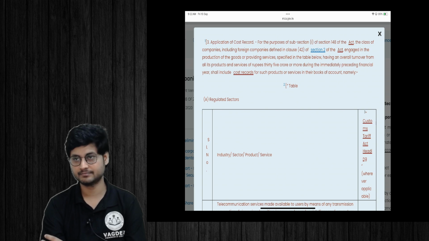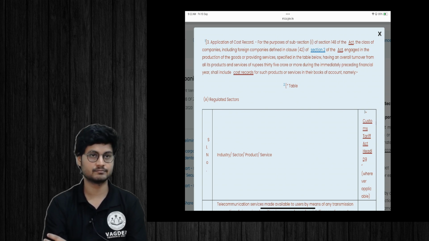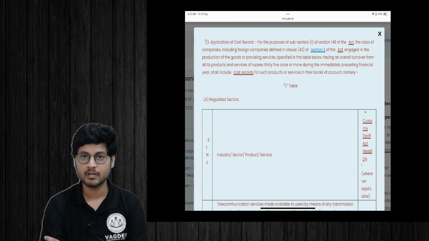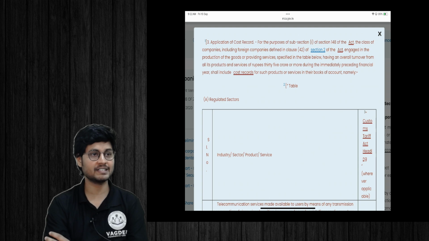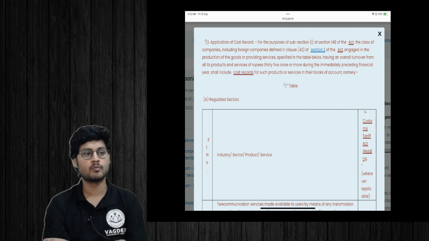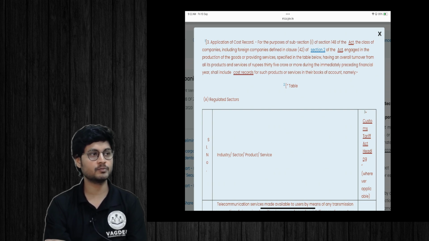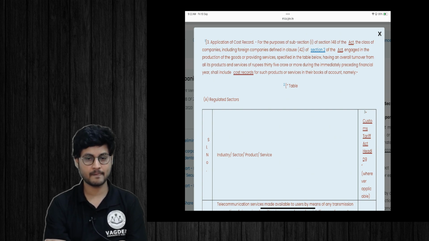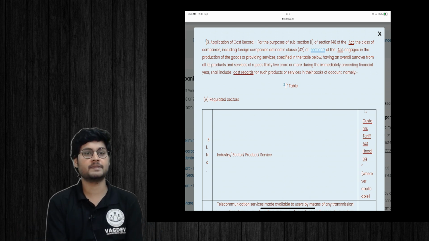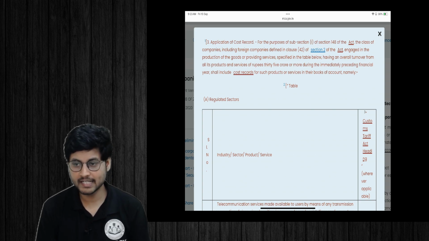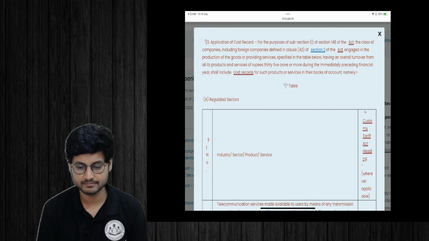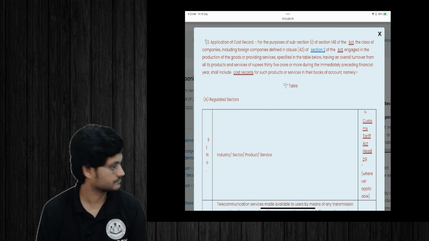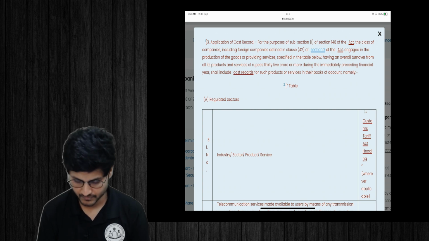which are engaged in, point number 1, producing goods, point number 2, providing services, specified in table A or table B of rule 3.